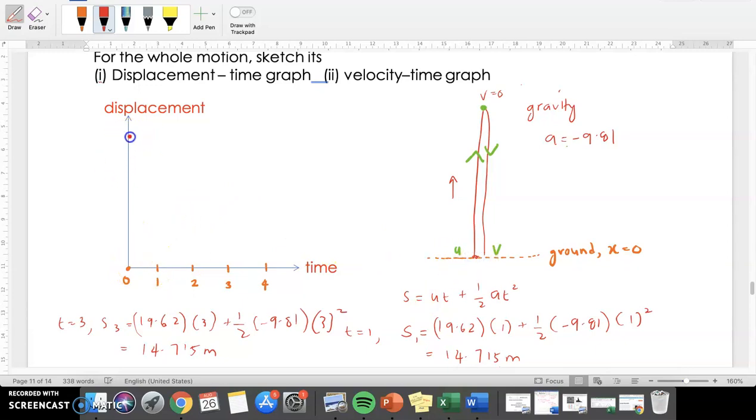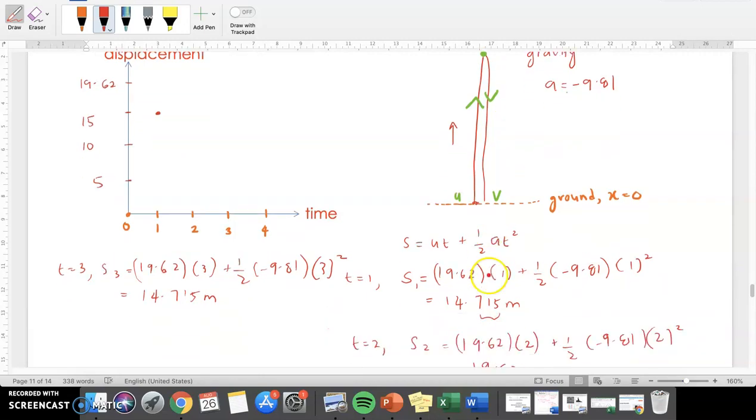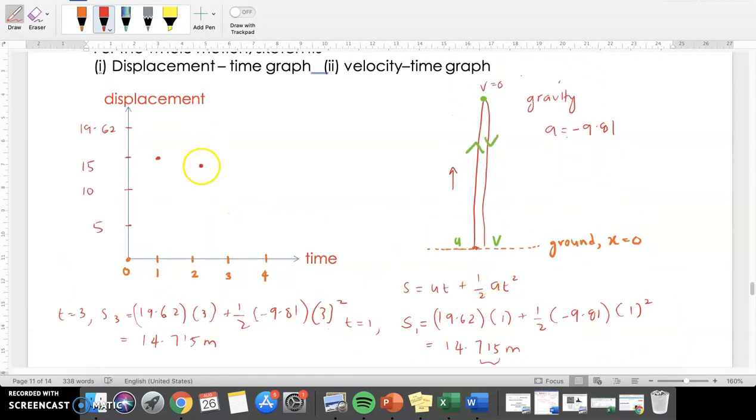At time 1, 19.62, and this should be around 10, this should be around 15, this should be around 5, okay? So at time 1, we were 14.715. 14.715 is close to 15. This is just an approximation first. And then S2, 19.62. So at S2, I increased in displacement. And then at time 3, I decreased my displacement, which is the same level as my time 1.